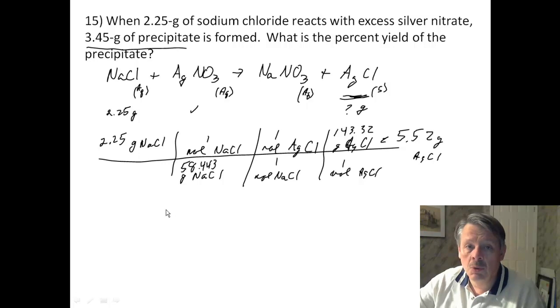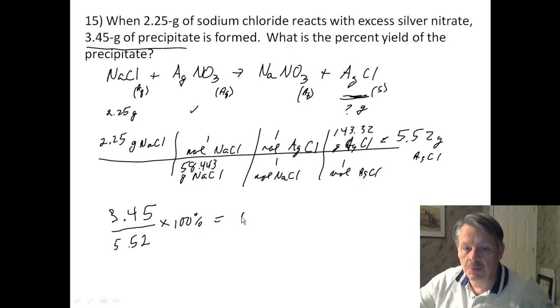However, what we actually got was 3.45. And if we remember, the way we do percent yield is we take what we actually got, we divide it by what we expected to get, which is 5.52 grams. We multiply by 100%, and that gives us our answer, which is going to be 62.5%. 3 sig figs on top, 3 sig figs on the bottom, 3 sig figs in our answer.